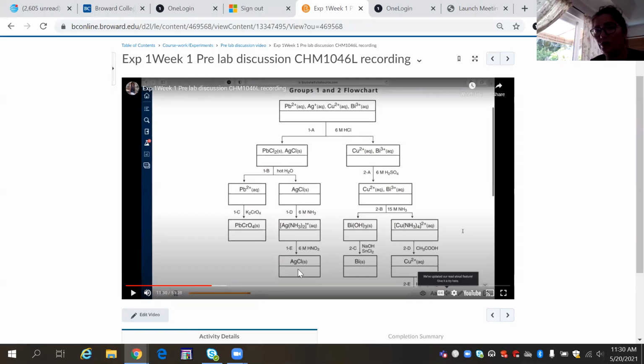As I said, for the known sample you have all 4 of them, but you have to practice, because if you don't practice with the known sample, you will not be able to identify your unknown.